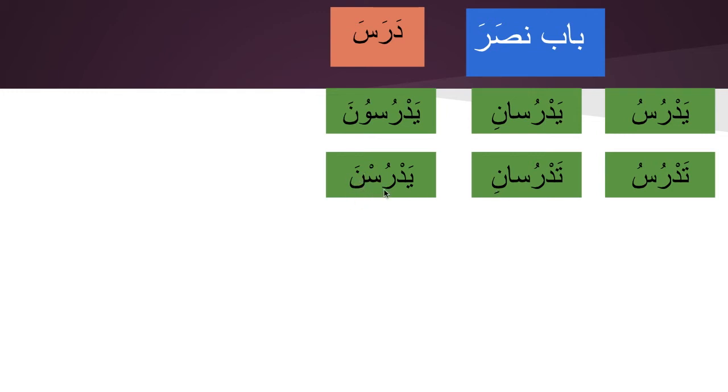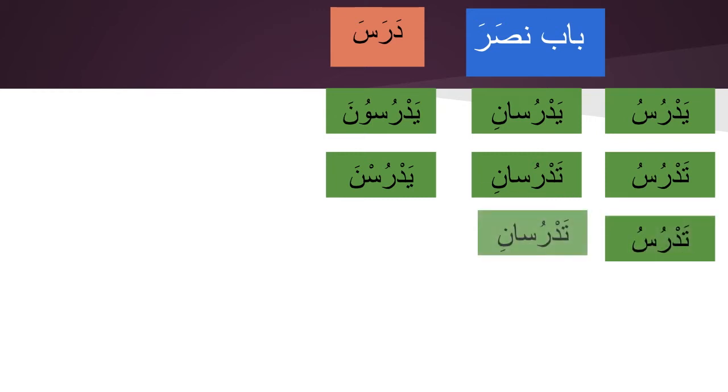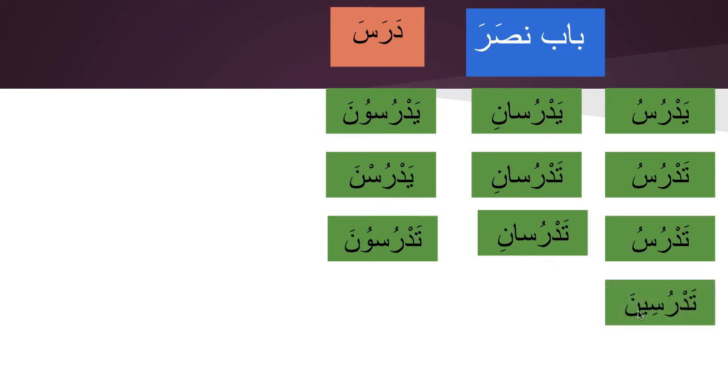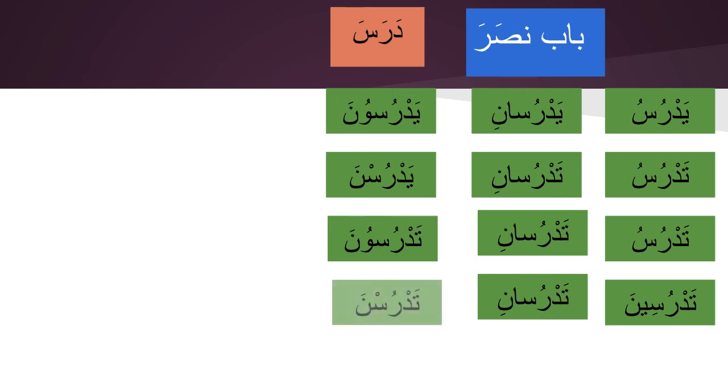This noon is a fa'il. Then we got tadrusu, anta, tadrusani, alif muthanna, and antum tadrusuna. So waw is the fa'il, and anti tadrusina, antuma tadrusani, antunna tadrusna. So noon is the fa'il here.